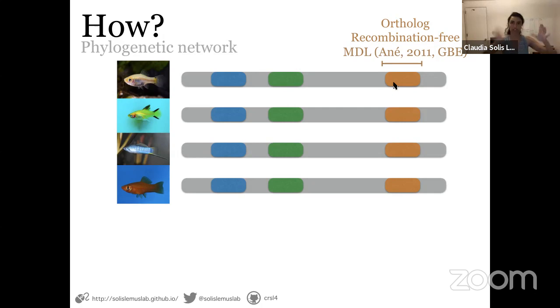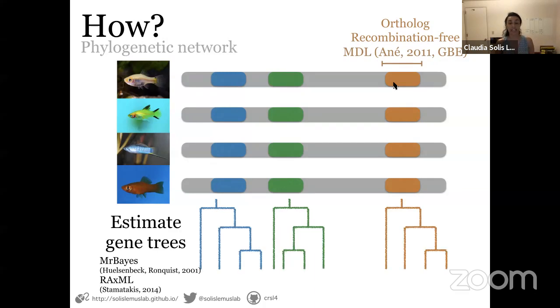So you go through your alignments, you run MDL, you get these chunks. And I should say that these genes, I call them genes or loci, but they do not have to be protein coding genes. They're just basically any region in your genome. And then you go and estimate gene trees for these regions. There are many methods to do this. In particular, I'm highlighting Bayesian approach or maximum likelihood approach that tend to be highly used.